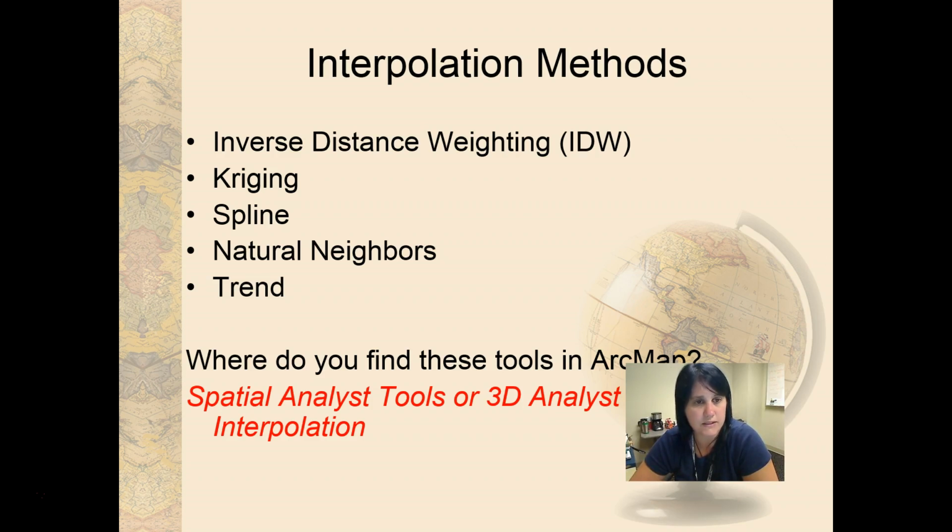We have inverse distance weighting, IDW, kriging, spline, natural neighbors, and trend. IDW tends to be the one that is the most commonly used. However, depending on what you're doing, you might want to explore some of the others. Essentially, they all just use different algorithms to create the surface from a group of points. So where do you find these tools? You can find them either in your Spatial Analyst extension or your 3D Analyst extension.